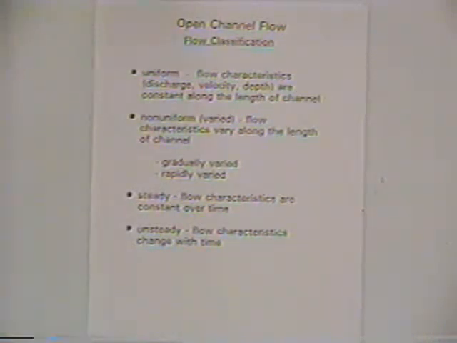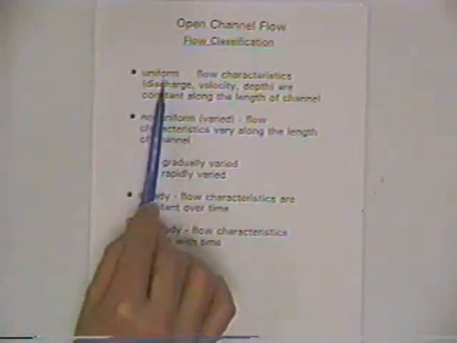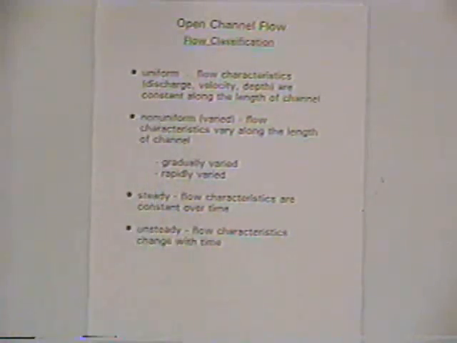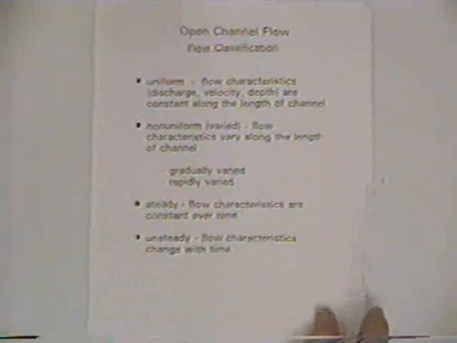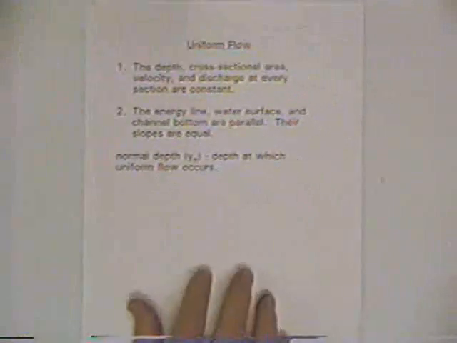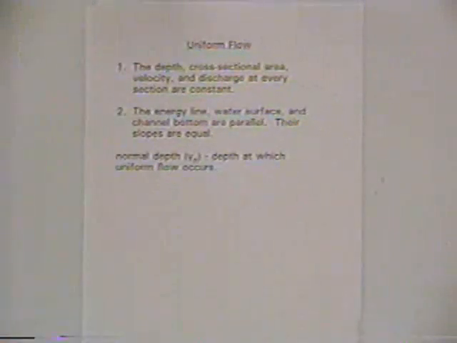And the formulas that we're given in the reference handbook are for uniform steady flow. So we're going to focus our attention on steady uniform flow and stop with that. And so uniform flow means that the depth, the cross-sectional area, the velocity, the discharge at every section are constant.